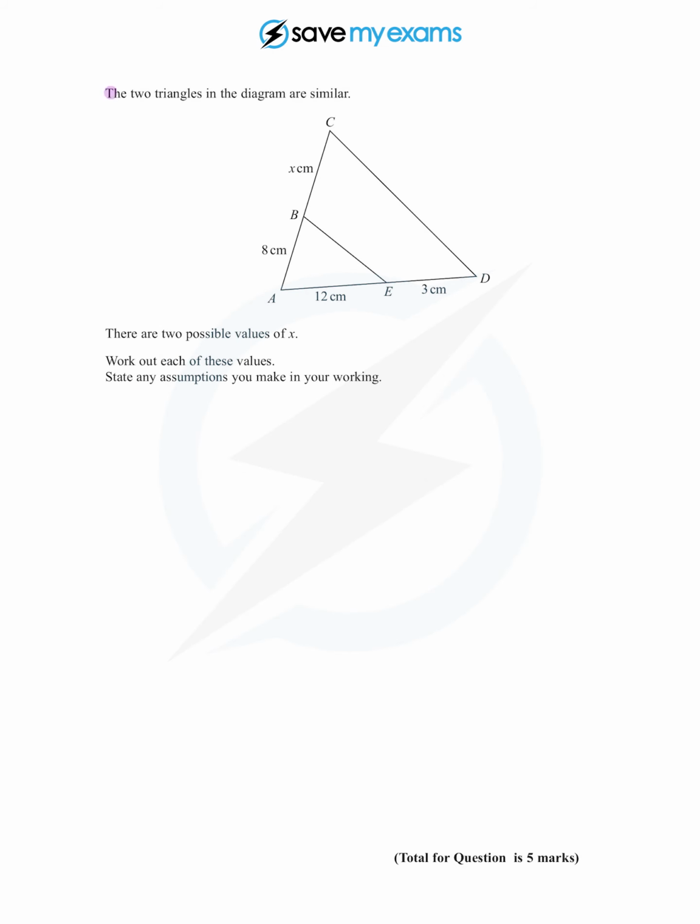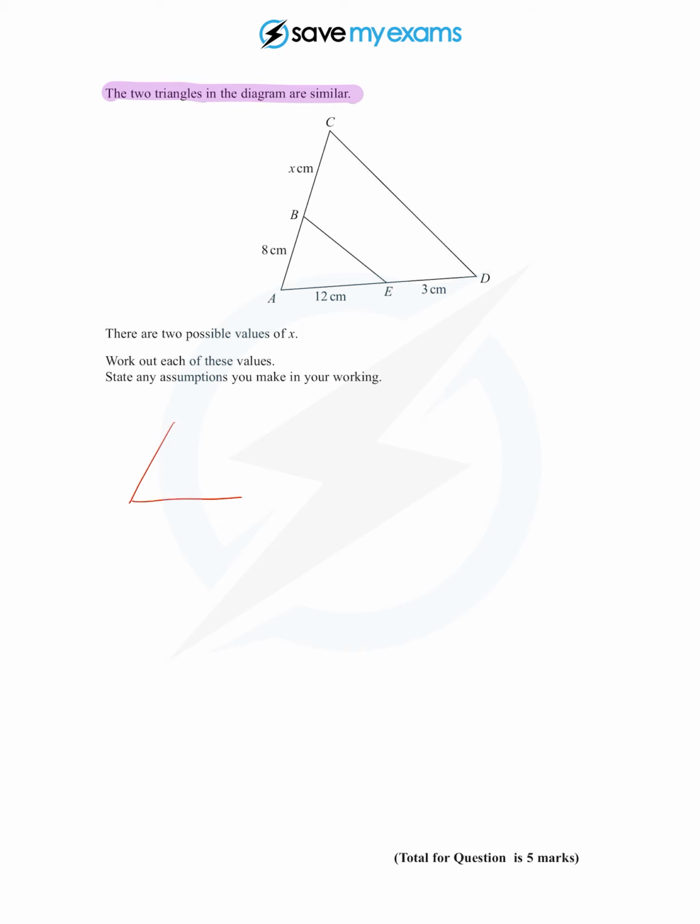Right, we're told that the two triangles in the diagram are similar. Well, there are two triangles. Yes, there are. ABE is one of them and ACD is the other. So there are the two triangles. Now, as ever, the best thing to do when you've got overlapping triangles like this is to draw them out separately. So let's do that.